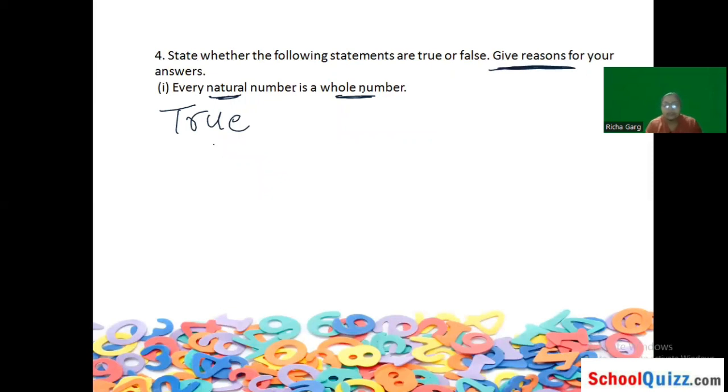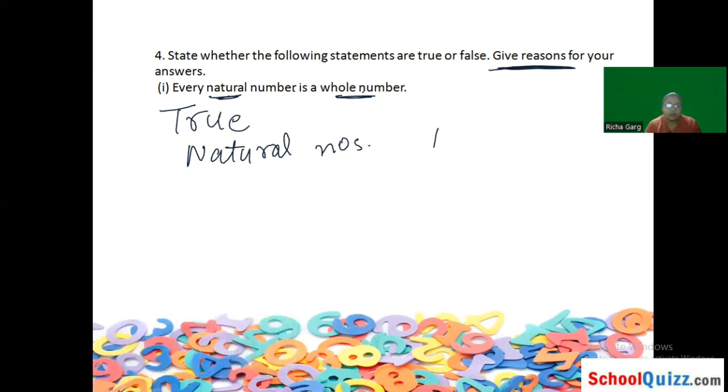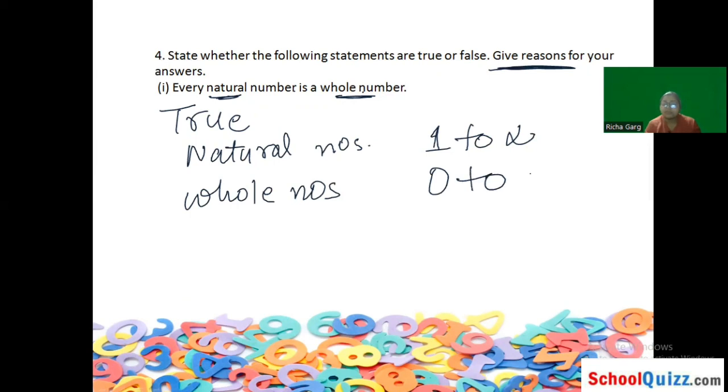Reason being that natural numbers go from 1 to infinity, whereas whole numbers go from 0 to infinity. So this 1 to infinity falls in between 0 to infinity. Thus, every natural number is a whole number. Got it?